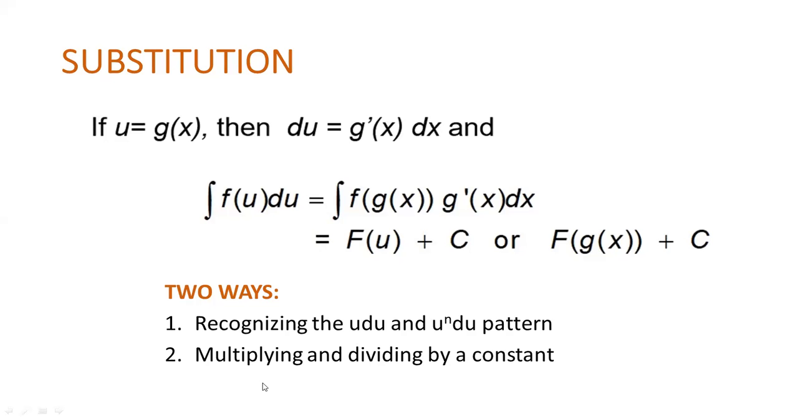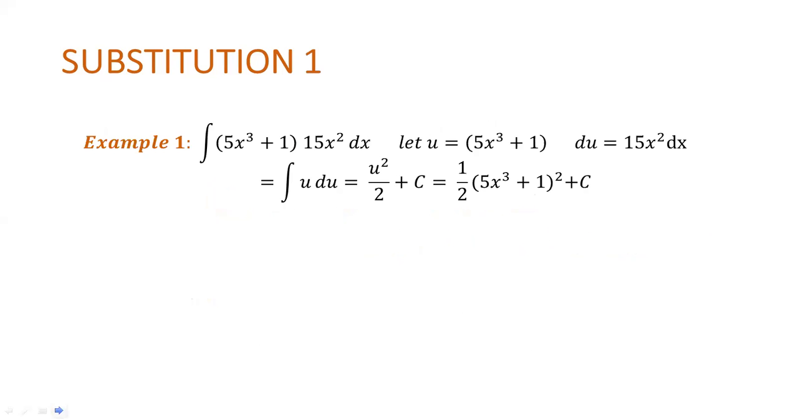Then you can also do multiplying and dividing by a constant. That way you can complete the derivative g prime of x. Now these two you will see in the successive examples that will be shown to you.